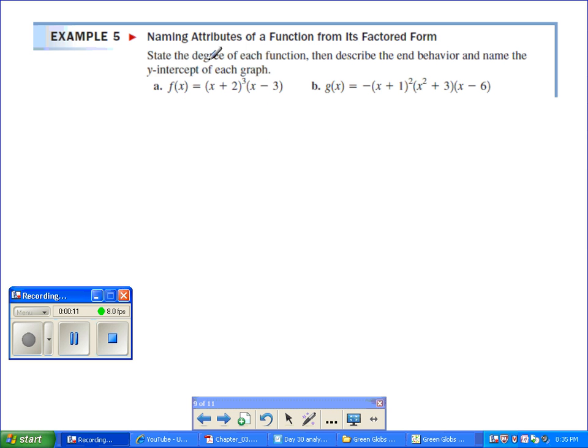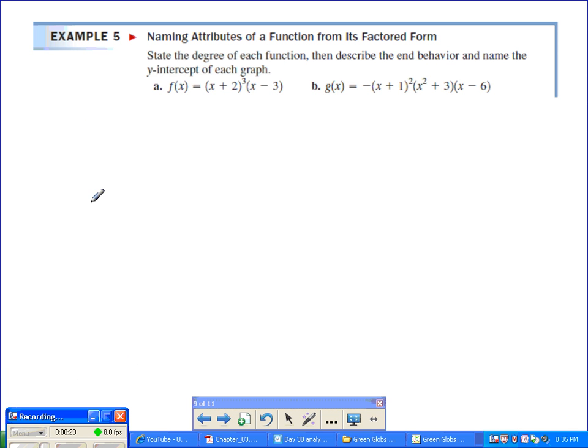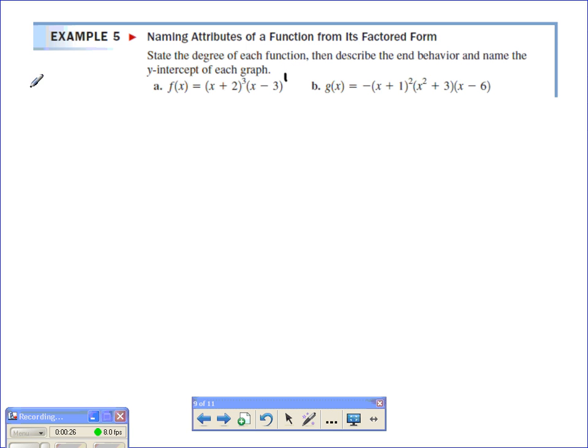Here we go. State the degree of each function, then describe the end behavior and name the y-intercept. I think you guys can do this. It's really not a hard problem to do. All you have to do is count the degrees. We got a 3 plus 1, so that makes the degree 4.